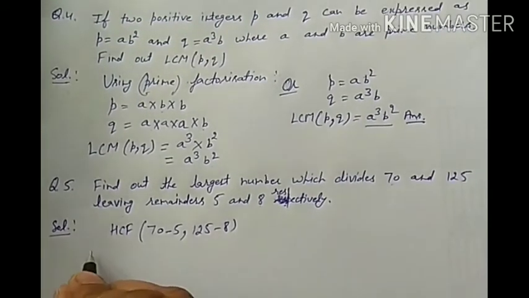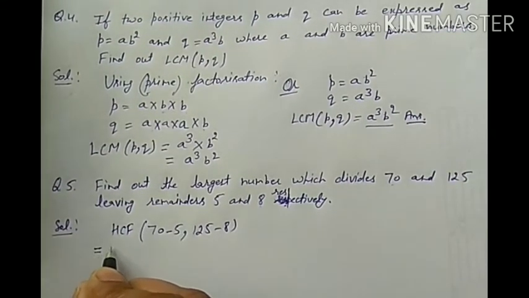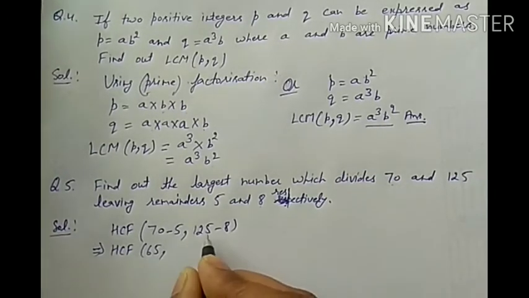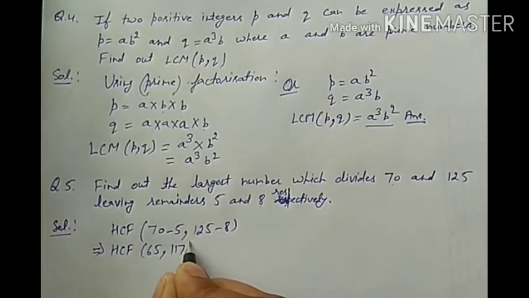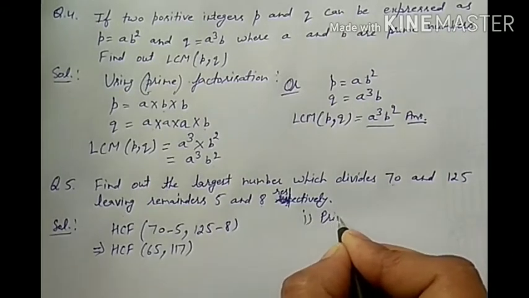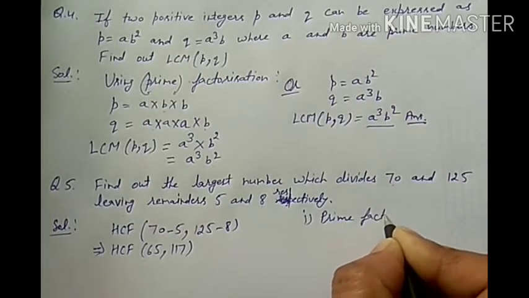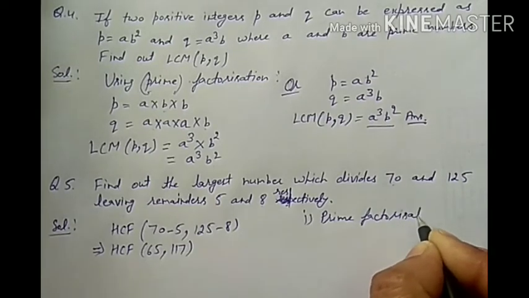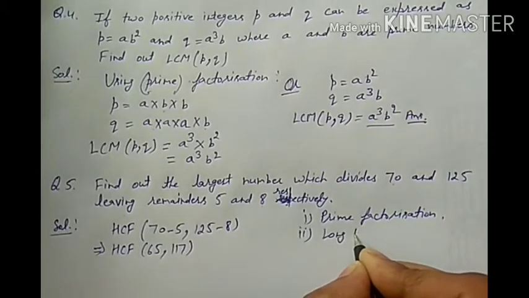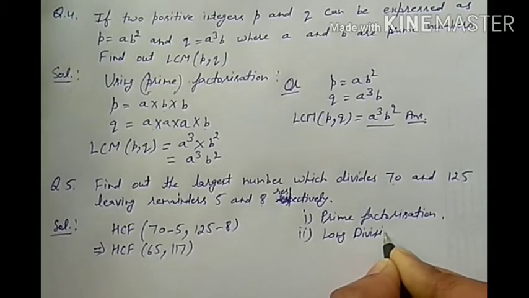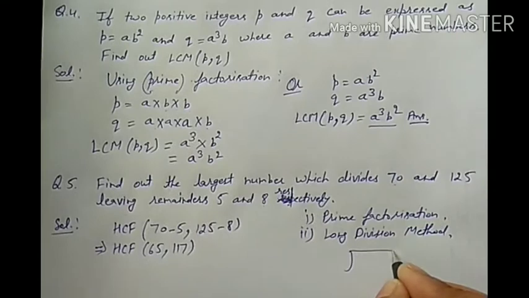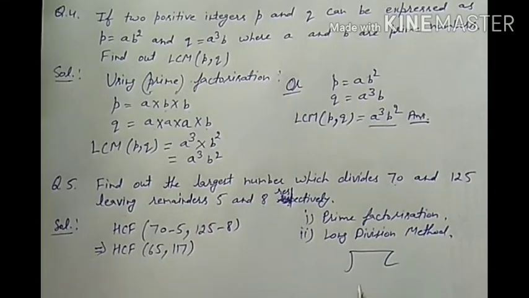So we will find out HCF of 65, and when we subtract 8, then we get 117. You can use either prime factorization method to find out HCF or long division method. Long division method to find out HCF. Let us use here the long division method.